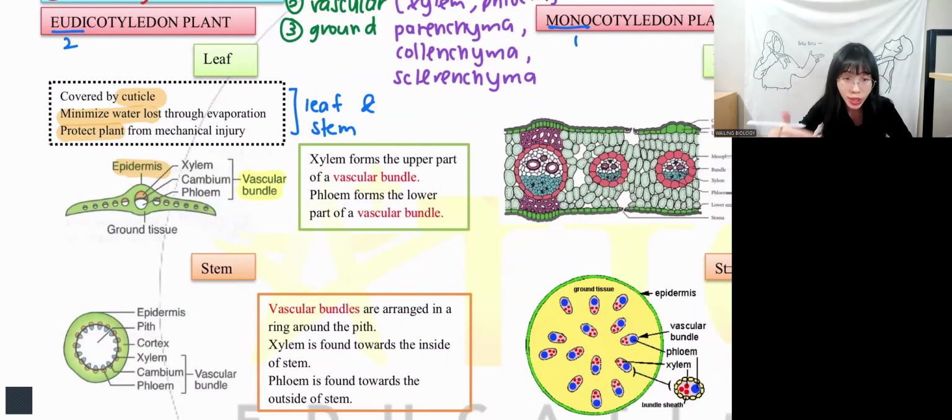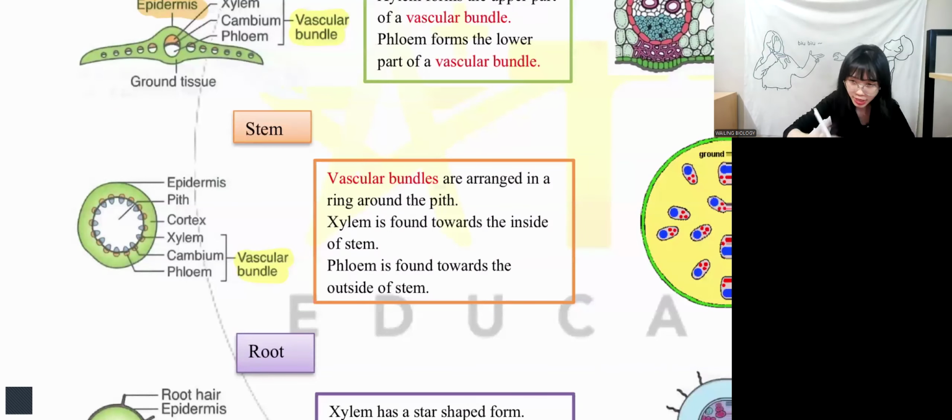Same goes to the stem. They also have vascular bundle. Xylem is inside, phloem is outside. How do you want to remember xylem is inside? In chapter 4, in form 3, we all learn a thing called a ringing experiment. What is a ringing experiment? It's the question that they give you.